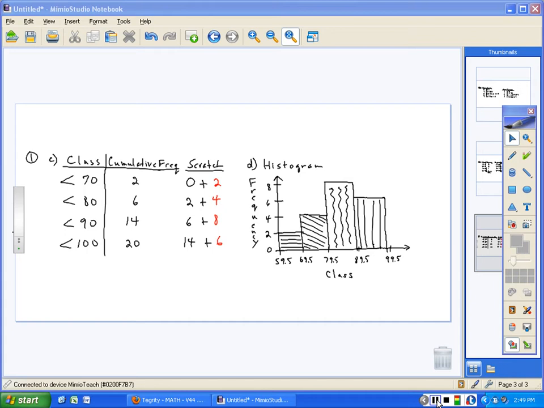By the way, there's no problem with starting the horizontal scale at 59.5. It's only the vertical scale that has to absolutely start at 0. Okay, so that's it for number 1. We'll move on to number 2.